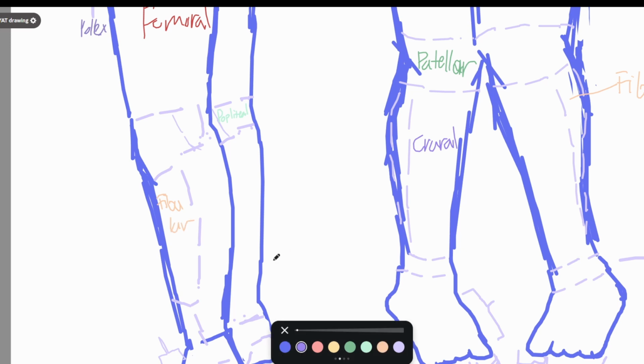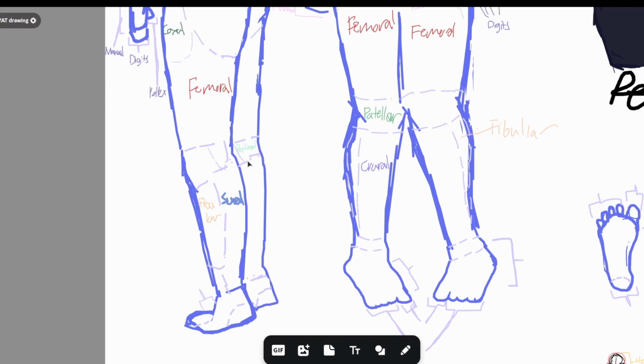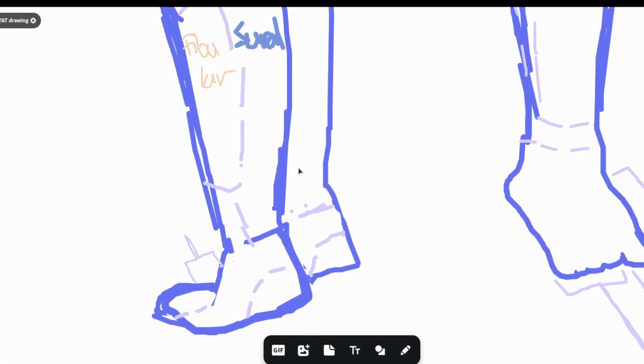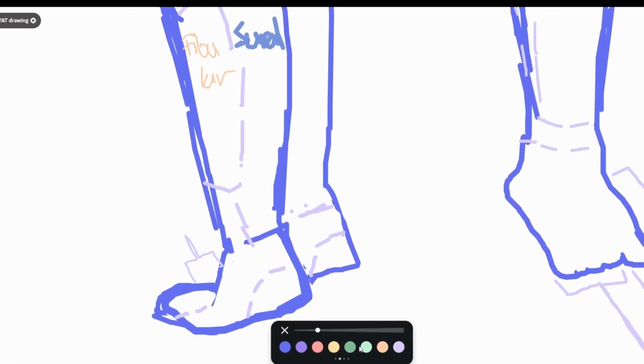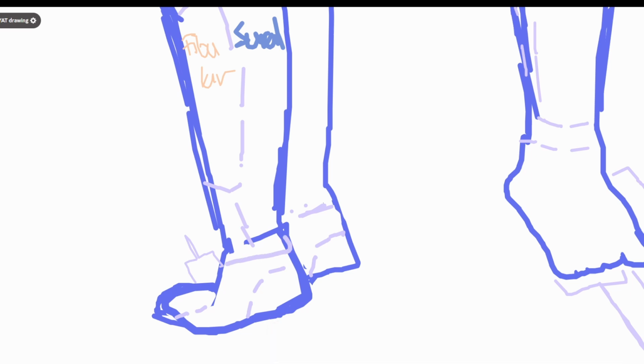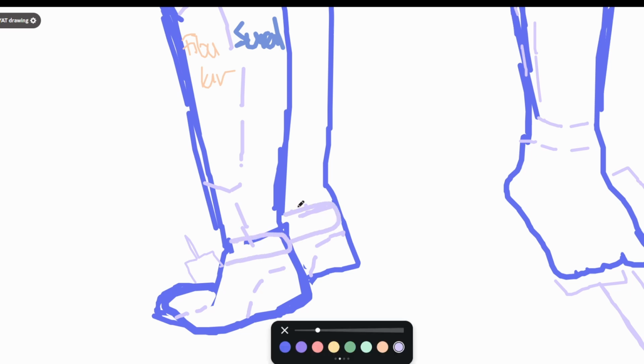But on the back here, instead of crural, it's called sural. Right, you have your sural. And then over here, which I should have still highlighted. Okay. All right, your ankles, right?